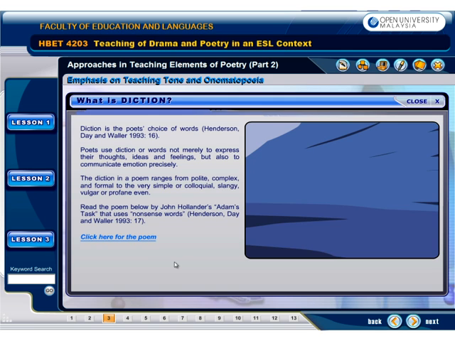Read the poem below, John Hollander's Adam's Task, that uses nonsense words. Henderson, Day and Waller, 1993. Click here for the poem.